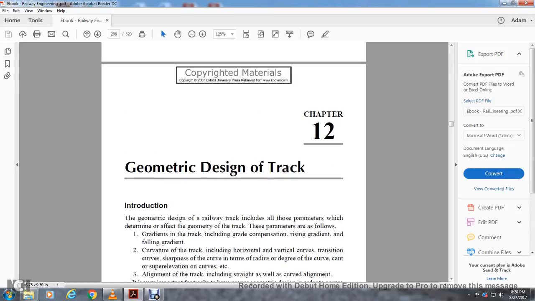Chapter 12. Geometric design of the track. This is the Oxford University Press, with the Indian Railway Press.